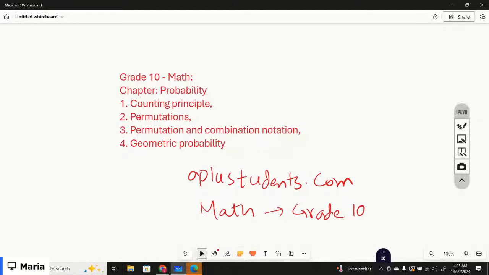We're going to start with the chapter probability, and the lessons we're going to cover today are counting principles, permutations, permutation and combination notation, and geometric probability.